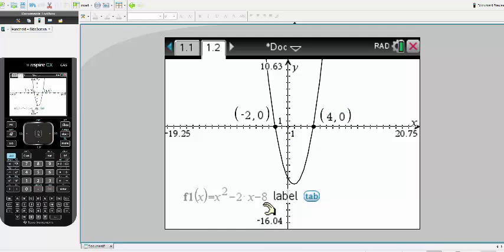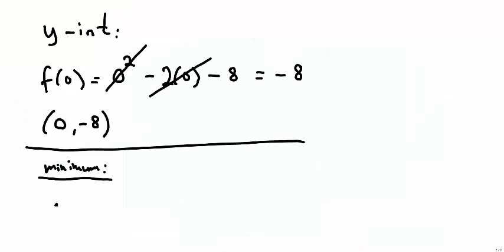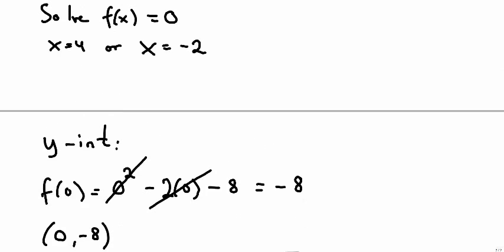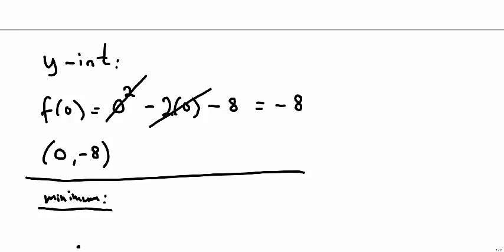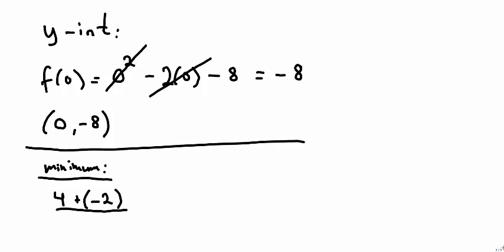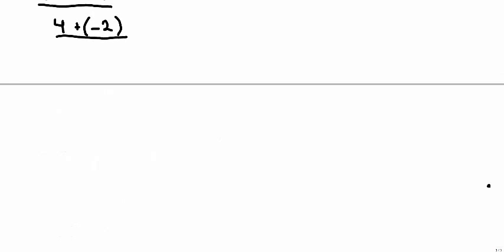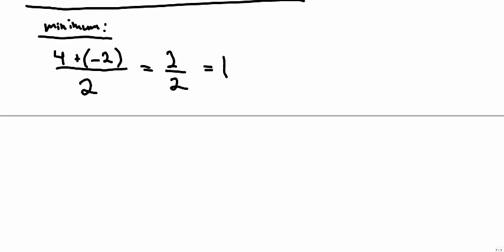How do we do this? Well, we take the zeros 4 and minus 2, 4 plus minus 2, and we divide it by 2. This is equal to 2 divided by 2 is equal to 1. That is the x value, okay?